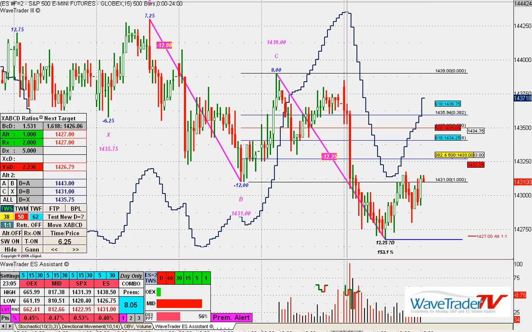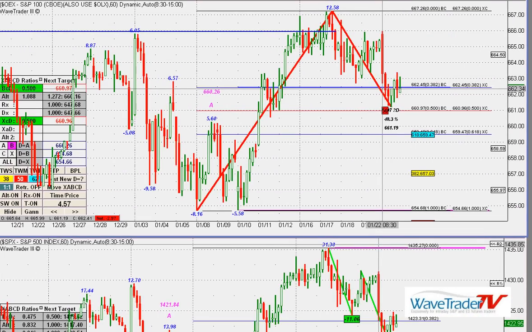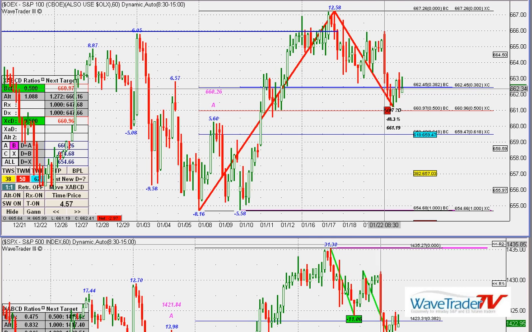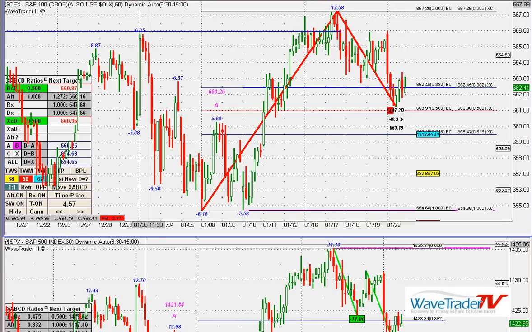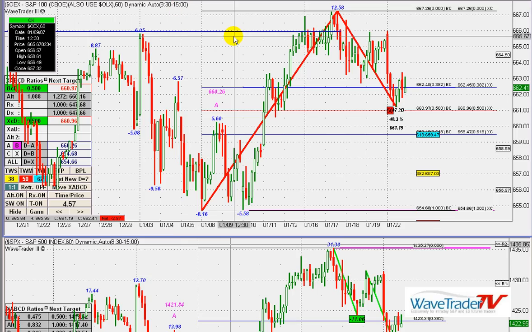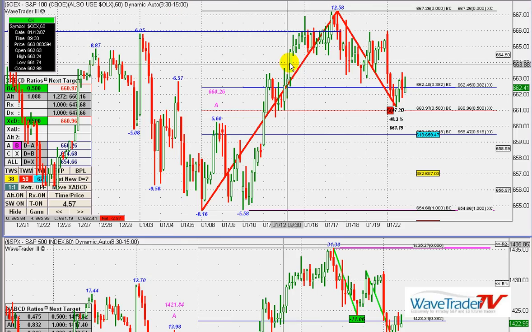Now the next things I'm going to show are just some other things that, if you're watching the software, you would be shown. This is the OEX, the S&P 100, which is important to watch for any trading that you're going to do in the futures or in the S&P 500, as the S&P 100 makes up a large percentage of the total capitalization of the S&P 500 index.